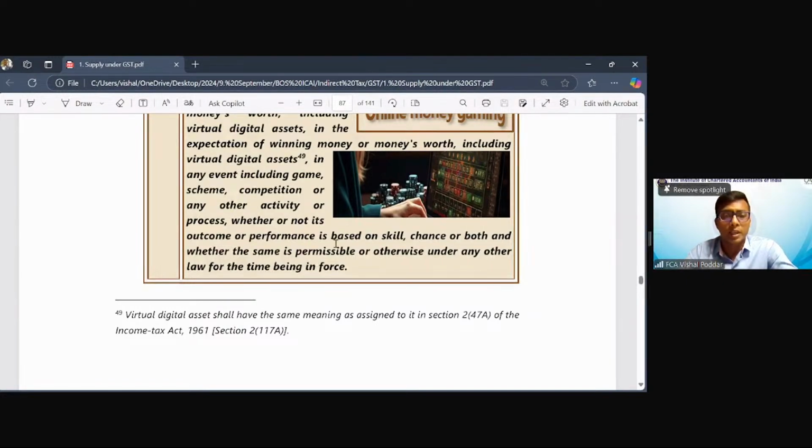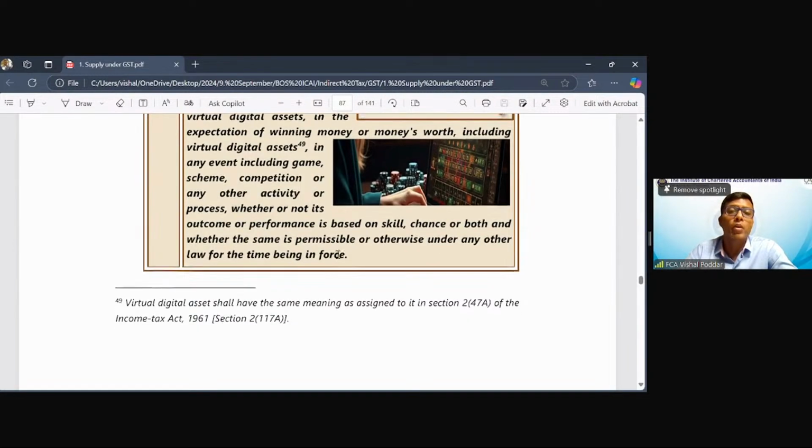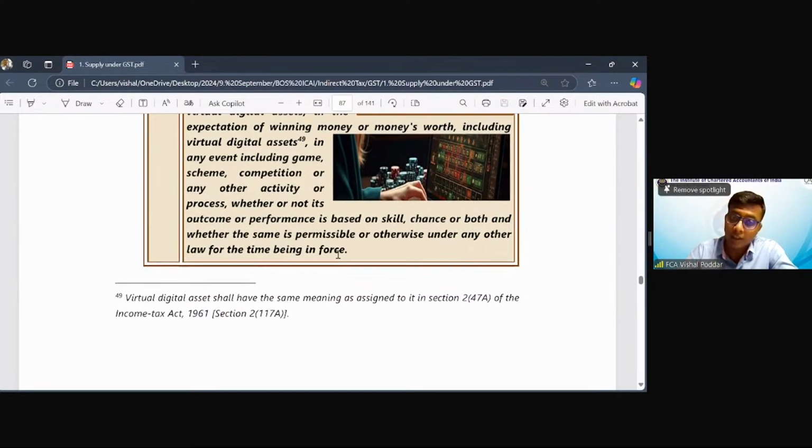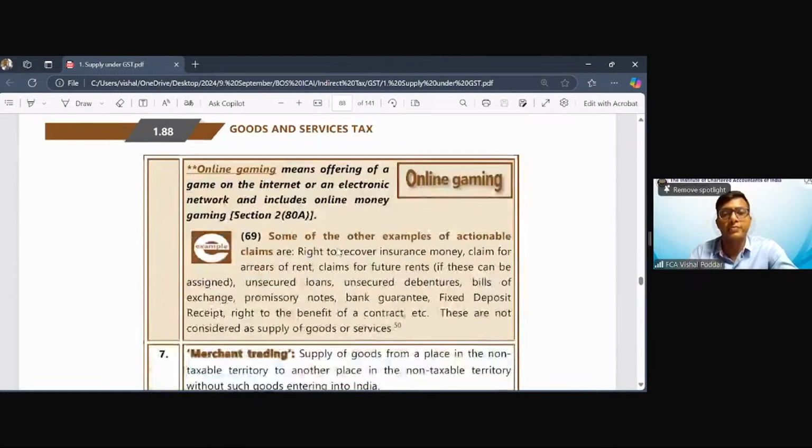Then, whether or not it is based on skill, chance, or both, and whether the same is permissible or otherwise under any other law. Now, this is interesting. Why does this point have to be highlighted? Because if it is a game of chance, it becomes betting or gambling, and different states have restrictions on betting and gambling. Now, this particular point says we don't care whether it is permissible or not under other laws. For us, everything is online gaming and we will levy tax.